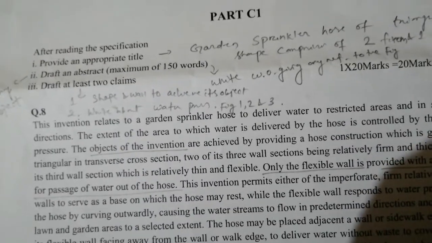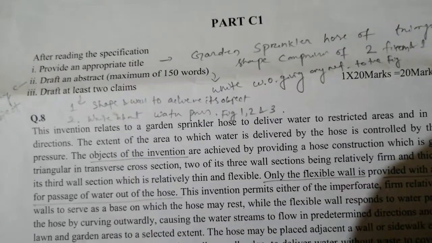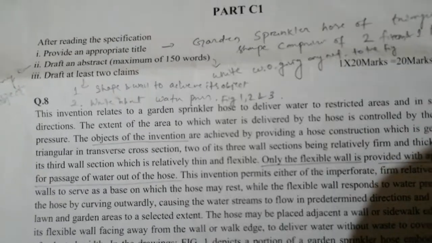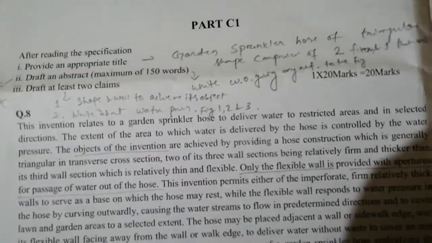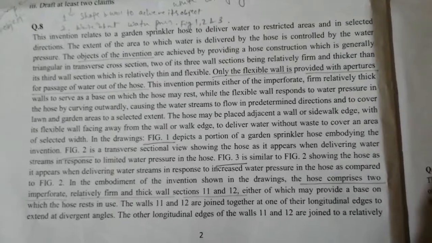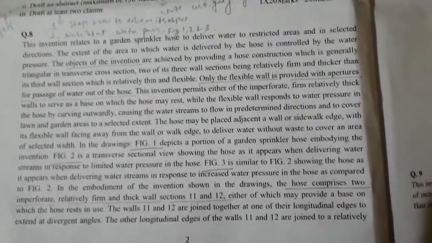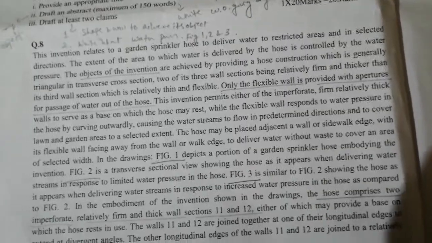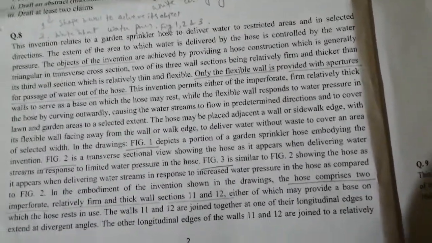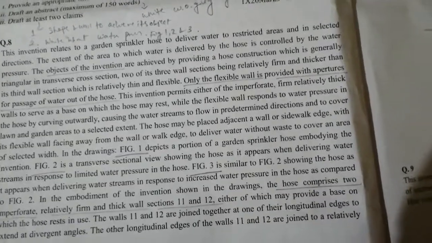Bit number 2, draft an abstract of maximum 150 words. And bit number 3 is draft at least 2 claims. Okay. So friends, actually the specification is given here. Out of this specification, we will find an appropriate title. We can draft an abstract and we have to write at least 2 claims.